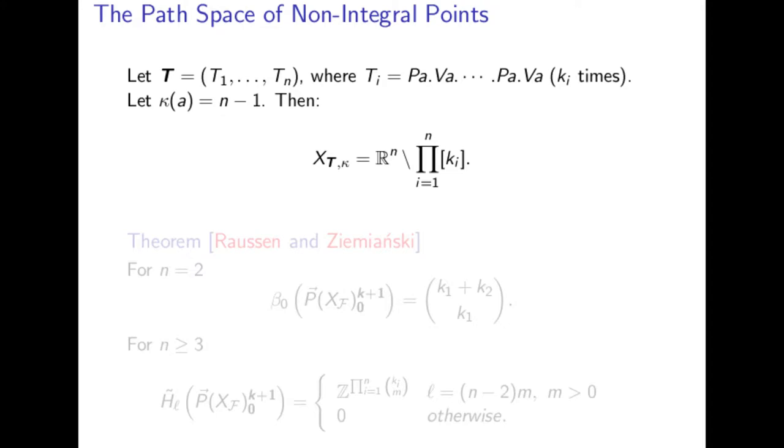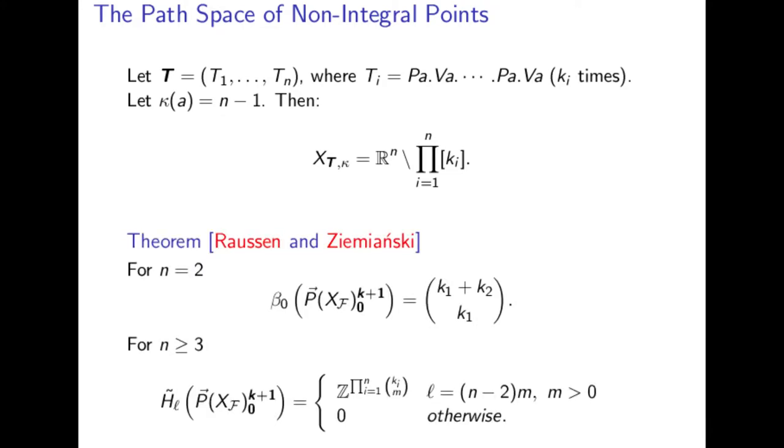And Martin Raussen and Krzysztof Ziemiański, who is here, actually obtained the precise topological information of this space, or rather they computed the homology. It turns out that in dimension 2, there is only beta 0, it's just a disconnected space, we'll see this in a minute. In dimension L, there is homology if and only if L is divisible by n minus 2, and the Betti number is the product of these binomial coefficients. These binomial coefficients represent the number of ascending piecewise linear paths between 0 and k_i plus 1 in any coordinate, which have exactly m breaking points.